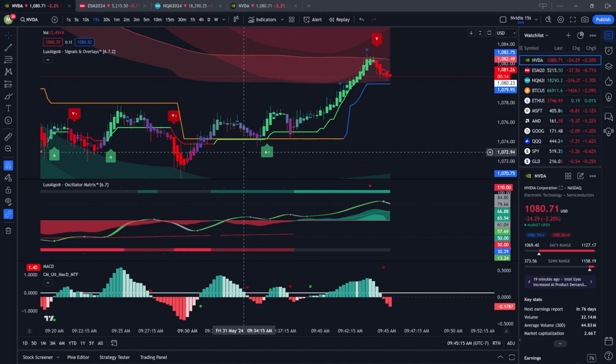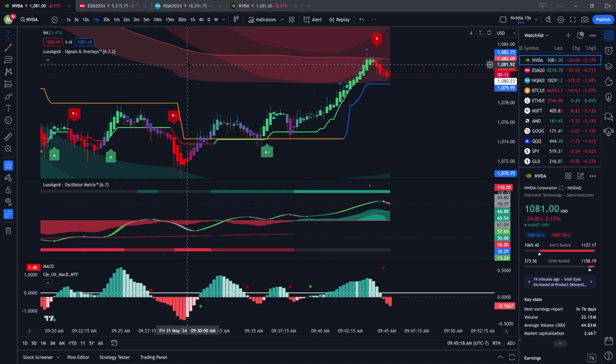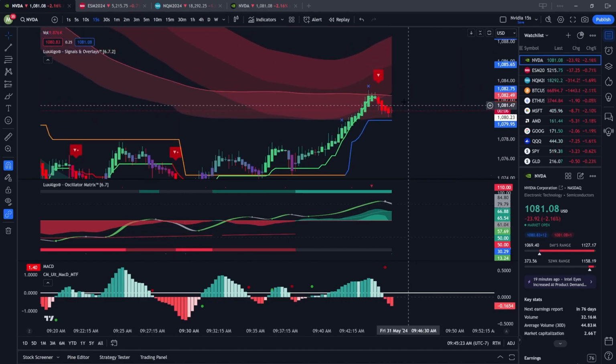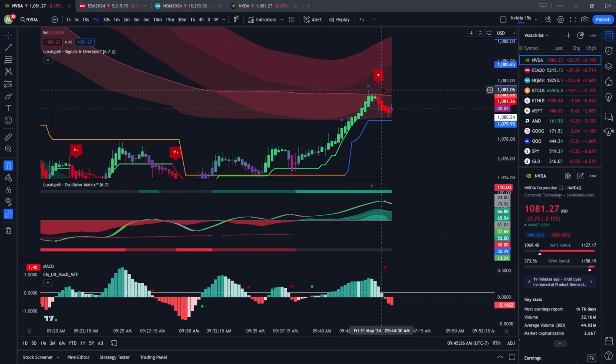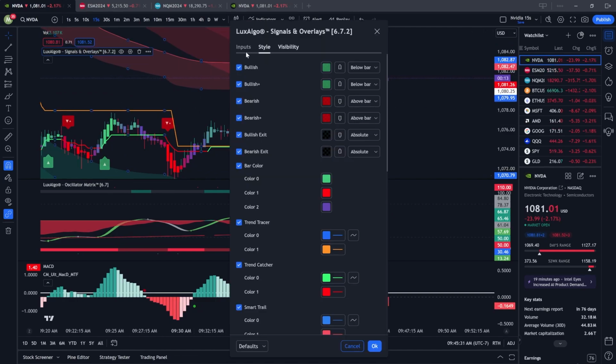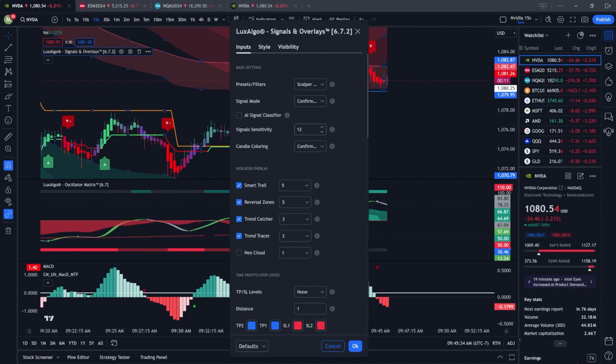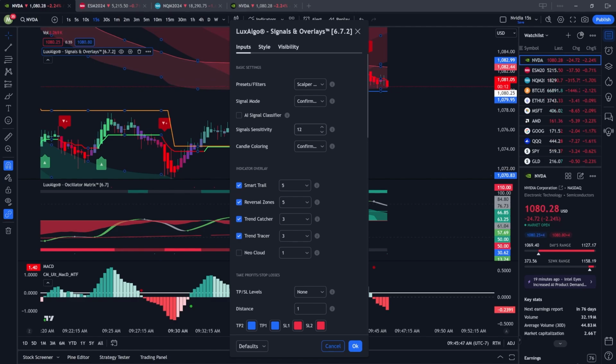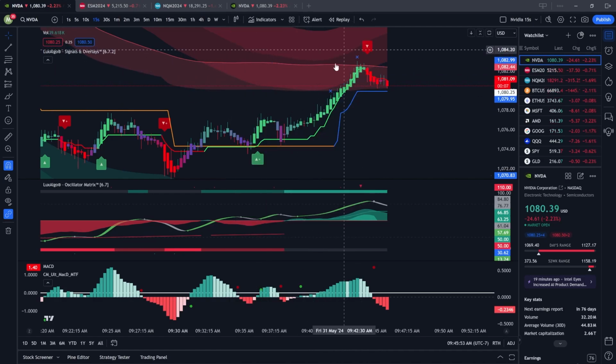It's the same exact principles. The trend catcher and the smart trail, same color. You want to take those trades or whatever. It's the same exact principles, okay? The only difference is it's on the seconds. And the other difference is I've changed the signal sensitivity to 12, because we have 3 sensitivity on the 1 minute, right? And 15 seconds is a quarter of a minute, right? So 3 times 4 is 12. You see what I'm saying? So it's basically the same thing, just spread out more.